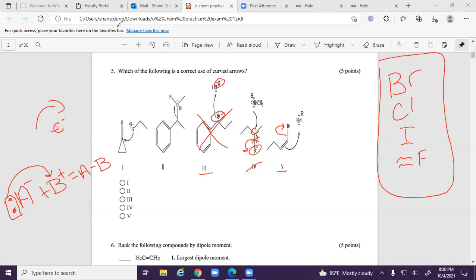Five is wrong because what's going to happen is bromine leaves, right, making that carbon positive, then that bond goes towards the positive, make it happy. Does that make sense? Because bromine always leaves. It's a leaving group, correct?